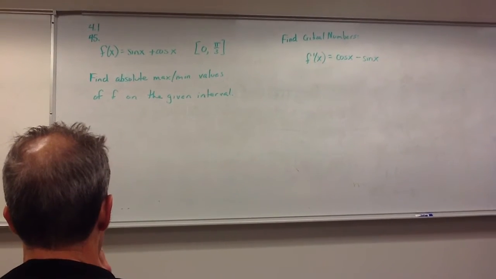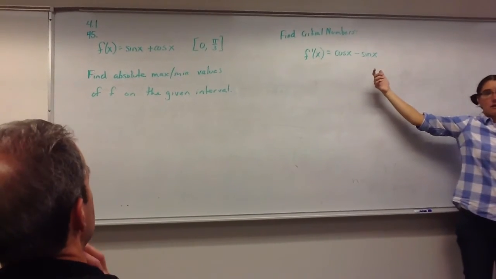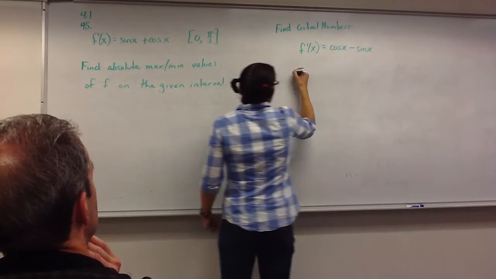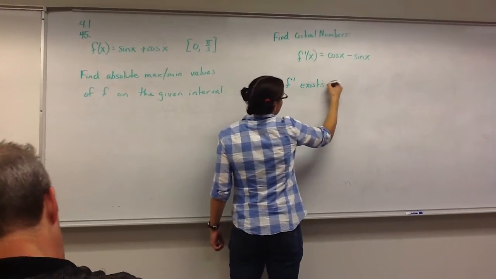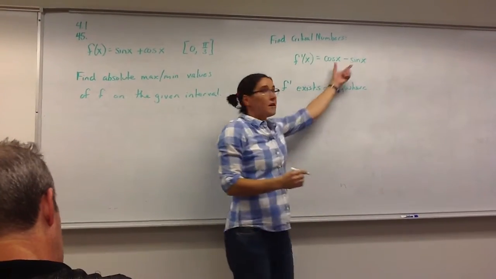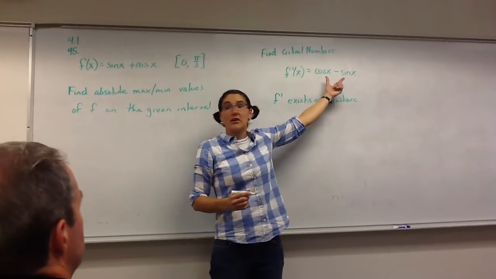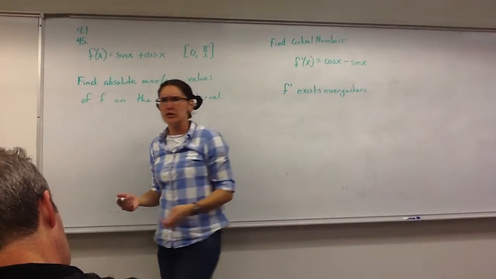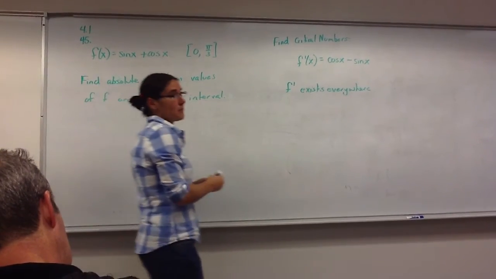Okay, so then we say, all right, well, we want to know where f prime of x is equal to 0 and where f prime does not exist. Let's talk about does not exist first. And in this case, f prime of x exists everywhere because our function f prime is continuous. So again, cosine and sine are both defined and they're just being subtracted. So our derivative exists everywhere. So we don't have to worry about f prime not existing.